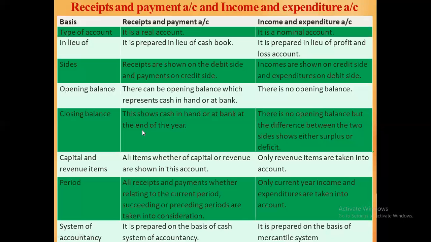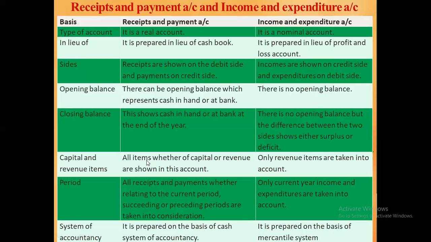The receipt and payment account is prepared to find out the closing cash balance or bank balance, or it ends with the closing cash and bank balance. But in the income and expenditure account, there is no opening balance and no closing balance. The main purpose of preparing the income and expenditure account is to find out the surplus or deficit.